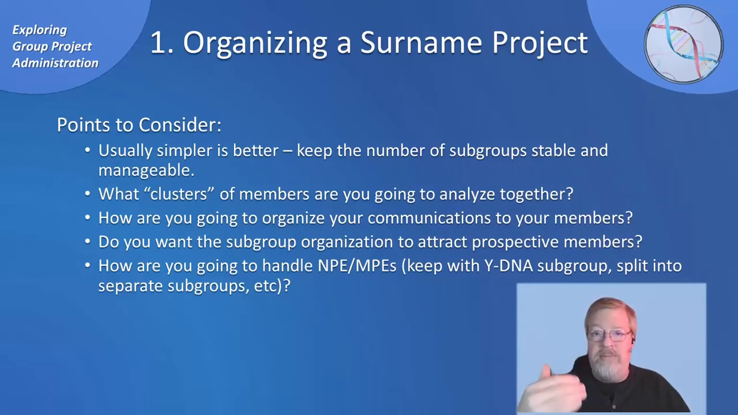If the important thing for them to know is what son of John Smith they descend from, that may be the right way to do your subcluster. Also, you want to think about, do you want the subgroup organization to attract prospective members? This means that you have your DNA results public.